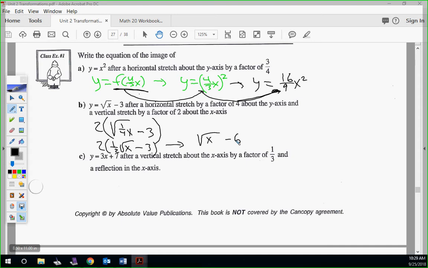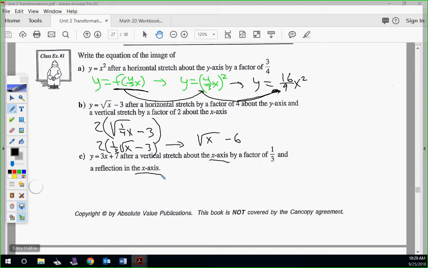Missing's fine. Okay. All right, so it says y equals 3x plus 7 after a vertical stretch above the x-axis by a factor of 1/3 and a reflection in the x-axis. What is nice about this is that the 1/3 and the reflection in the x-axis are with the same number, right? Because it says about the x-axis, and then we're reflecting with the x-axis. So that means they're essentially with the same number set, with A.